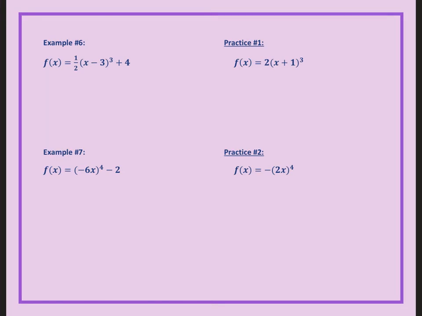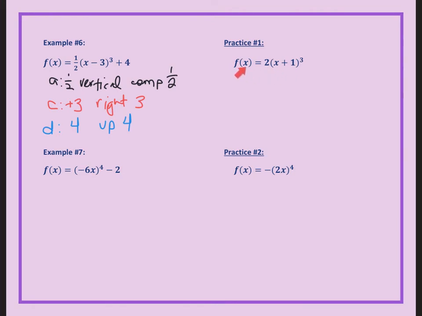So in this case, we have an A of 1/2. Well, what is that 1/2 doing if it's A? It's a vertical compression of 1/2. Okay, that C value inside the parentheses, we always have to change that sign. So that C is a +3. That graph is going right 3. And the last one is the number that's going to be outside your parentheses. That's a +4, so this graph is going up 4. So go ahead and pause this video and try practice number 1, this one right here, on your own.